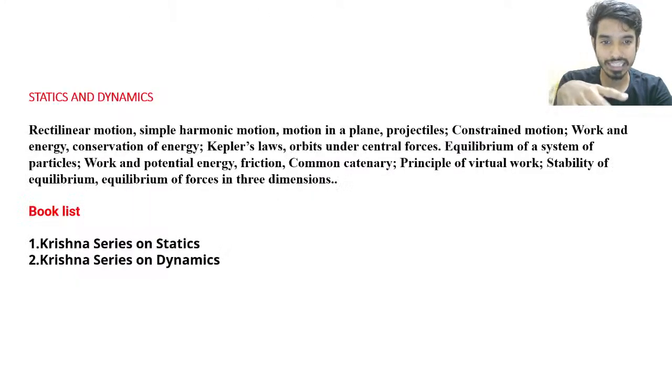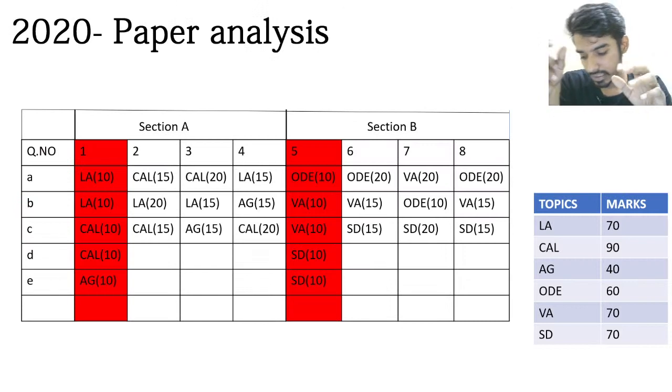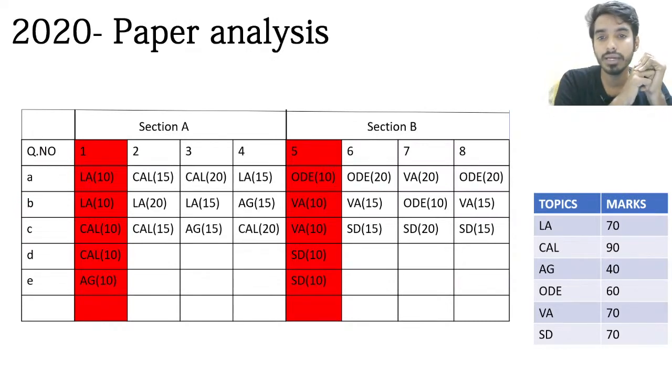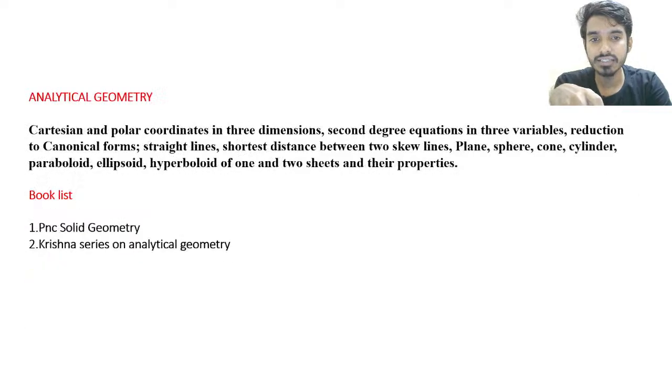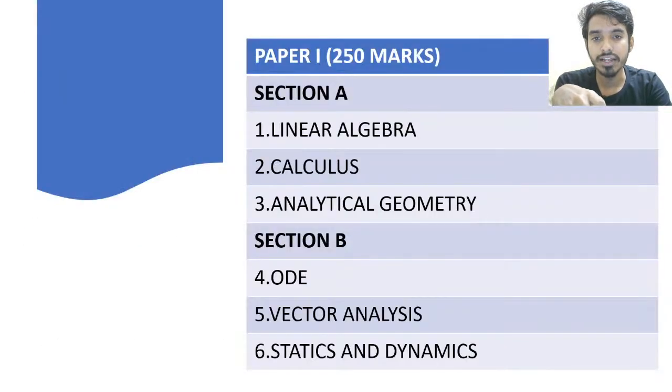Now we will analyze each paper year wise, right? So as I said, this is the analysis of the 2020 paper. Again, as I said earlier, we will have 2 sections, section A and section B. Section A has 4 questions, section B will have another 4 questions, and 1 and 5 are compulsory, right? As I said earlier, I have broken section A and section B based on the previous trend. In section A we will have linear algebra, calculus, analytical geometry, and section B we will have ODE, vector analysis, and statics and dynamics, right?